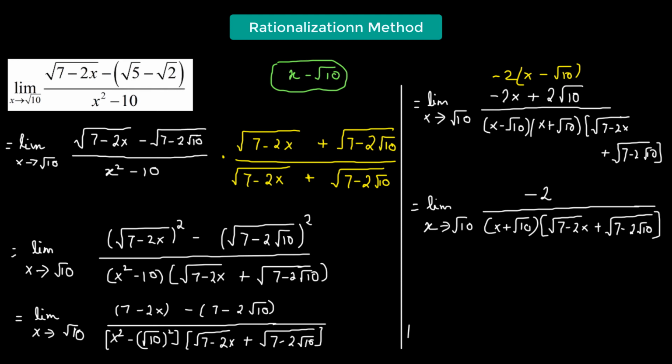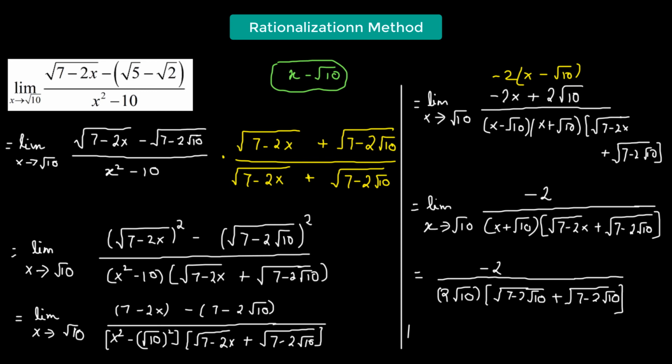Now we substitute for the value of x, so that will give us negative 2 divided by square root of 10 plus square root of 10, that will be 2 times the square root of 10. We have 7 minus 2 root 10 plus square root of 7 minus 2 root 10. So they are the same terms, so we can add them up, and that is simply going to give us 2 times the square root of 7 minus 2 root 10, and we can erase this portion here.